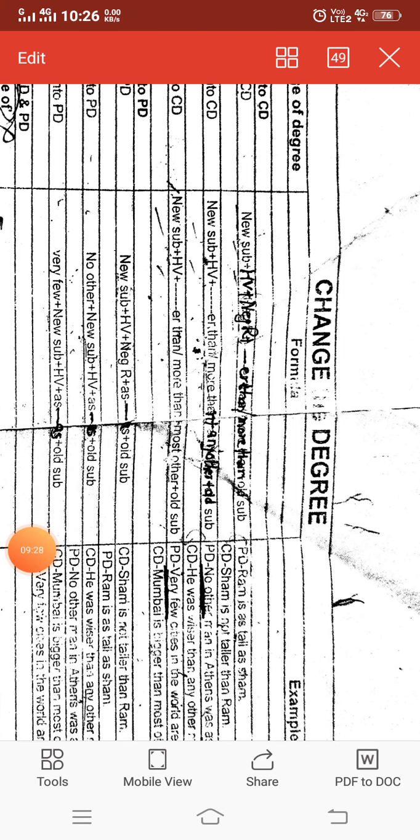Then the helping verb. Which is the helping verb? Ram is, so is is the helping verb, then use the adjective. Now one more thing you should understand, what I have written: NEGR. NEGR means negative rule. Say behind me, NEG means negative rule.